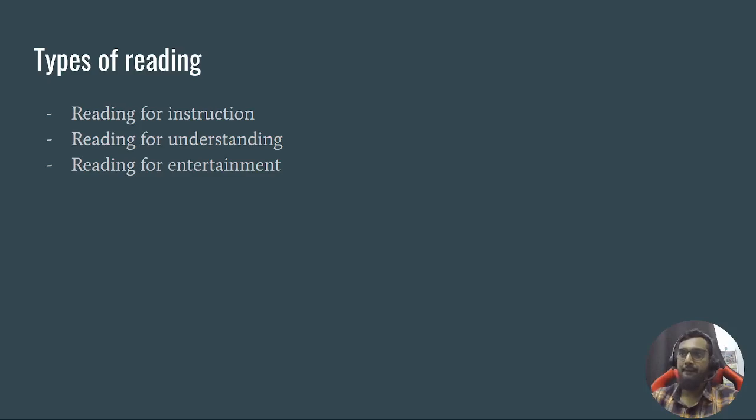So let's move on. Just before I give you the tips, it's good that you know there are different types of reading. This is from the book How to Read a Book. There is reading for instruction, reading for understanding, and reading for entertainment. The last one is not relevant to us; it doesn't concern us. For us, the first one, reading for instruction, is for when you want to install Docker on your machine, for example. You will have some instructions and you will follow them and it works.